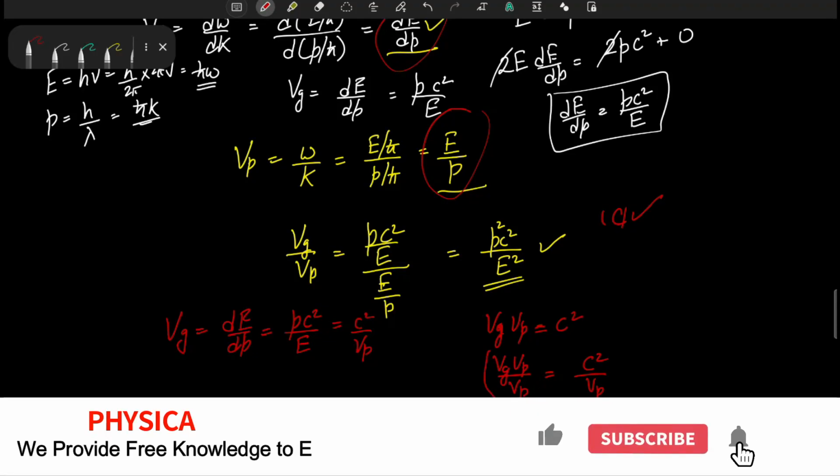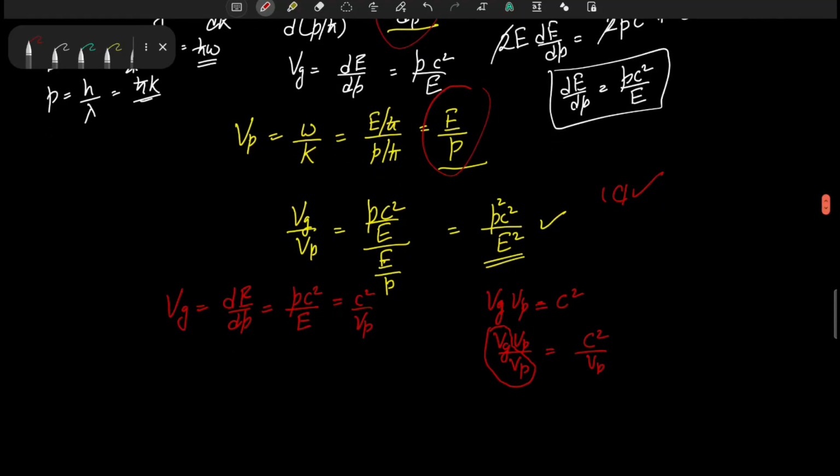So you can divide both sides by Vp, since you want only the term Vg/Vp. So you will get Vg/Vp is equal to c²/Vp². What is Vp? It is E/p. So c² divided by E²/p², so p² will come up, and it becomes p²c²/E², the same as here. So it's a different approach, though I think the approach is the same, but you calculate in a different way.